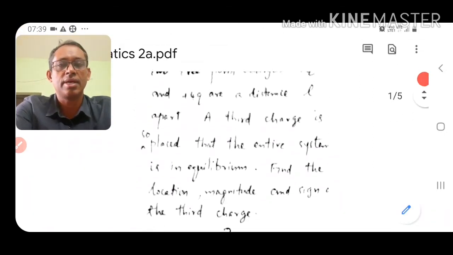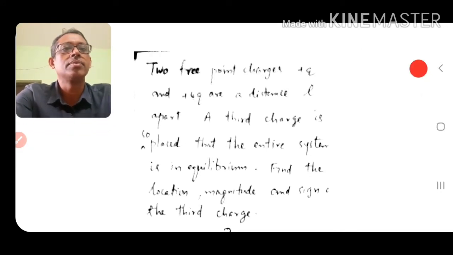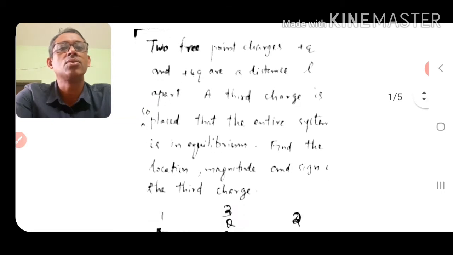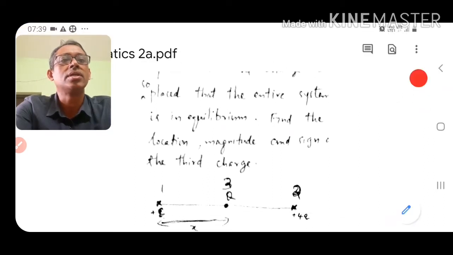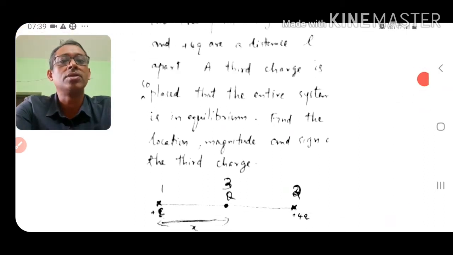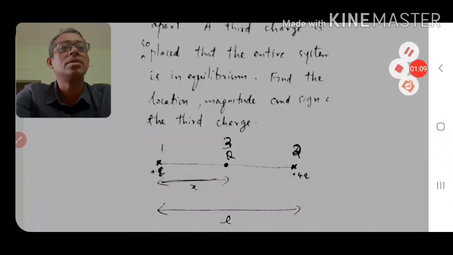So we have two charges, plus q and plus 4q, at a distance L apart. A third charge is so placed that the entire system is in equilibrium. Find the location, magnitude and sign of the third charge.